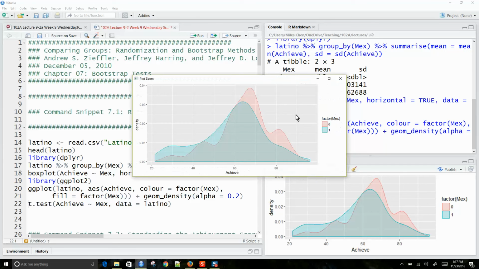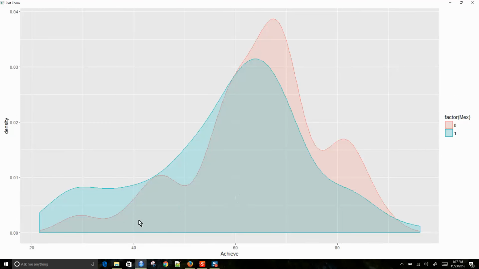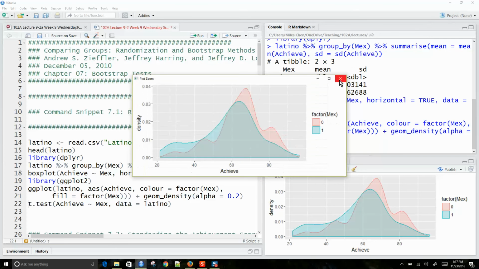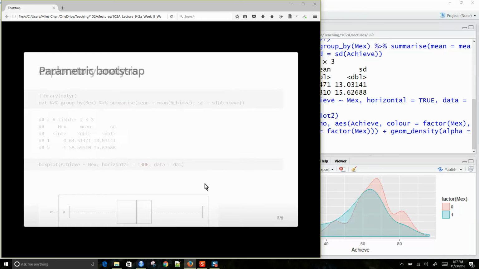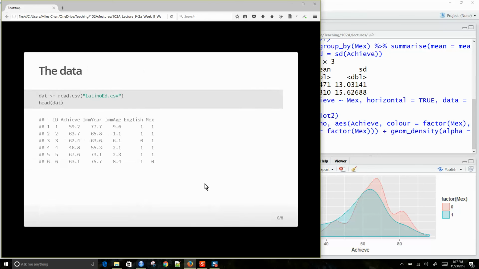And so this is our density plot. So the orange or the coral is for not coming from Mexico, and this is kind of the plot that we have. And those coming from Mexico, this is the spread. So it's hard to say, right? Okay.